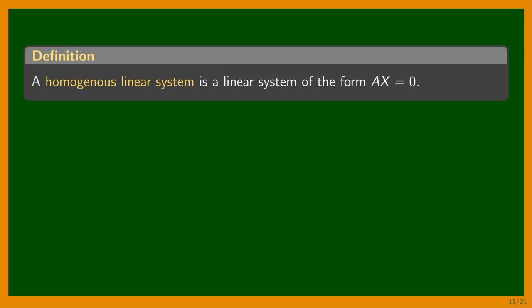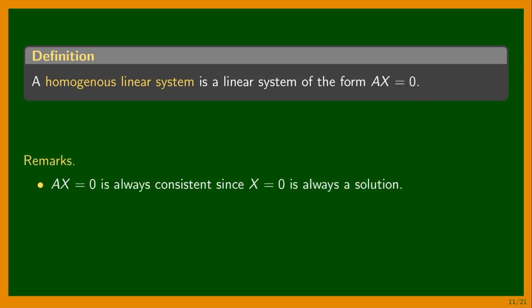Let's now talk about a linear system that is really important. We say that a linear system is homogeneous, or a homogeneous linear system, if the constants on the right-hand side of every linear equation are 0. Take note that if the constants are always 0, this is always consistent, or it always has a solution, because the zero column vector is always a solution. When you put the zero column vector over here, no matter what A is, the result is always a zero column vector.